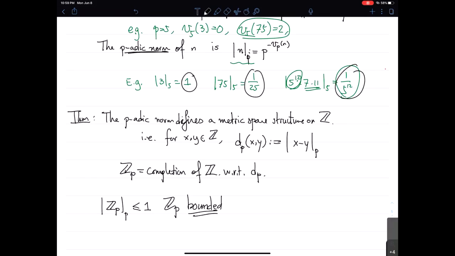Excuse me, Z is bounded in the p-adic norm, but of course not bounded in the usual absolute value. So the intuition is not quite the same. Tomorrow I'll talk about this. Also, there's no order in Z_p. On Z, you can say a is bigger than b, but on Z_p there's no inequality.